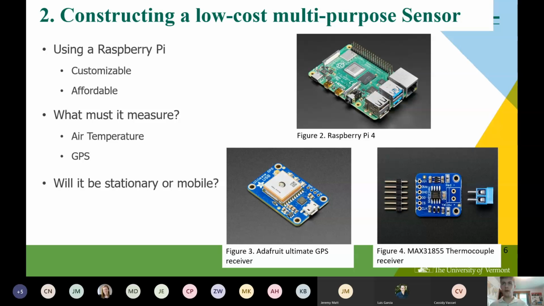I built 6 Raspberry Pi 4 sensors using the Adafruit Ultimate GPS receiver and the MAX31855 thermocouple receiver that you can see here. And these 6 sensors all measure the air temperature and the GPS location, and they can be used for both stationary and mobile measurements, and they cost around $200.